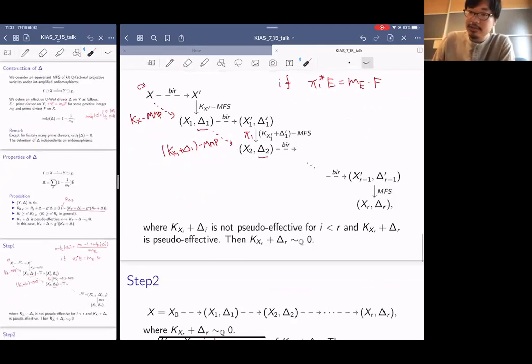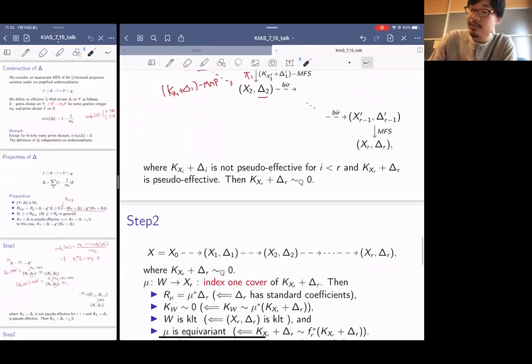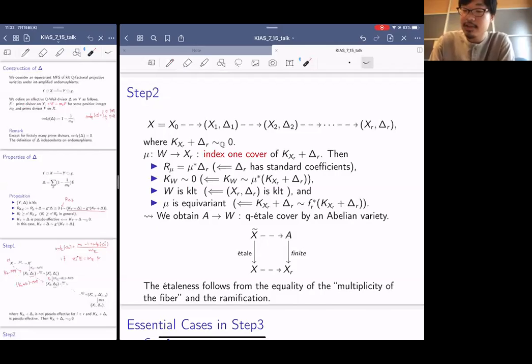And in step 2, by step 1, we obtain this equivariant sequence with KXR plus delta R Q-linearly trivial. And we consider the index 1 cover of KXR plus delta R, denoted by mu. In this case, the ramification divisor of mu is equal to mu pullback of delta R, because delta R has standard coefficients. It means that every coefficient of delta R is equal to 1 minus 1 over m for some positive integer m. Then we can compute the ramification divisor.